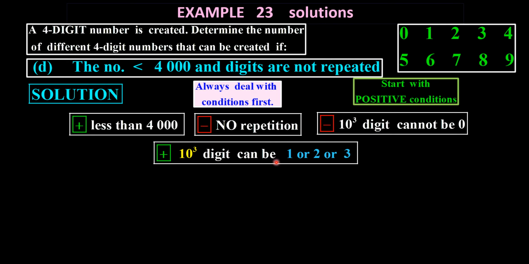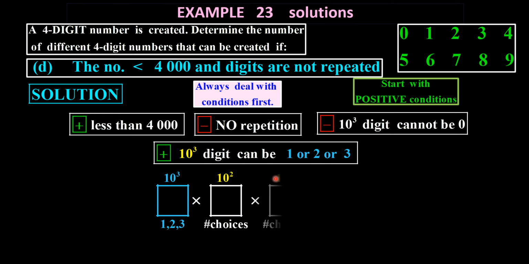Because I can have 1,000 and something, which will be less. I can have 2,000 and something, or I can have 3,000 and something, right? So those will all be possibilities there. So in other words, if I have my thousands, I have 3 possible digits I could use there.